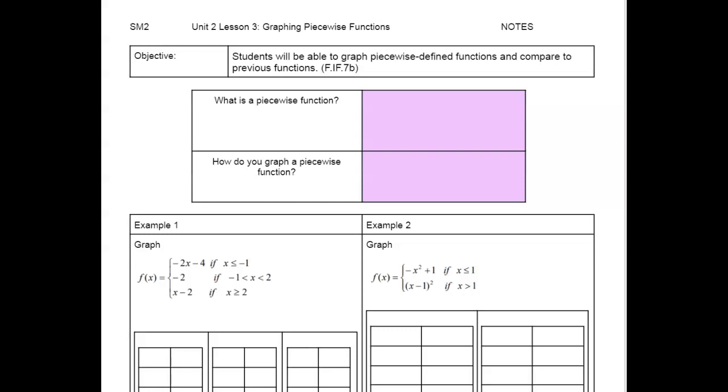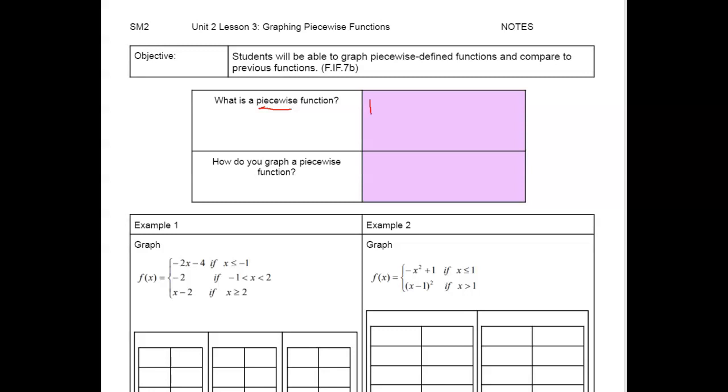Okay, so now we are going to do 2.3, which is graphing piecewise functions. The objective is you're going to be able to graph any kind of piecewise function, and knowing what the other shapes are will also help. So what is a piecewise function? So think of the parts. Piece means it's going to be parts of different graphs put together.